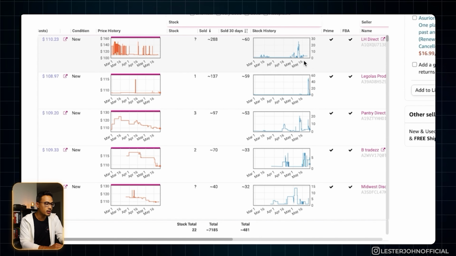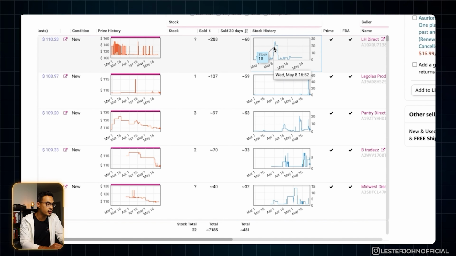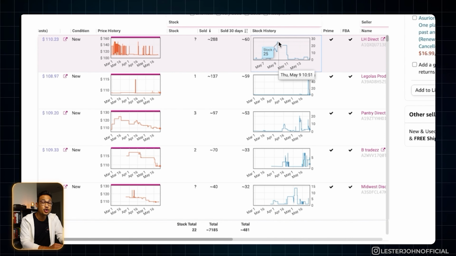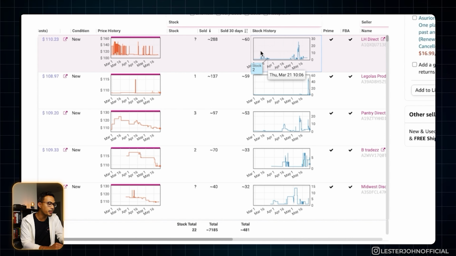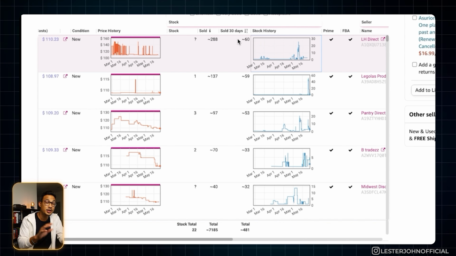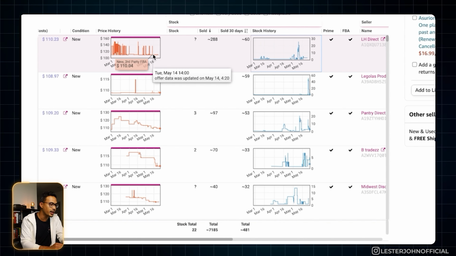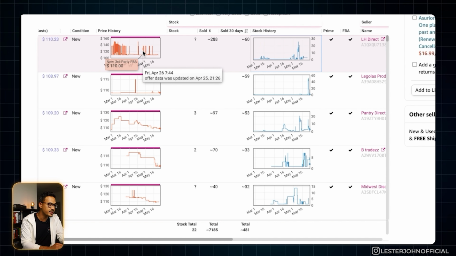So let's zoom in here, for example, like LH Direct, okay? You can see at one point on May 9th, they had 25 in stock. As you can see, there's a sudden drop here to 1 unit and then back to 4, okay? They had 2 here. But approximately in the past 30 days, they had sold 60 units, okay? And right over here is the price history.